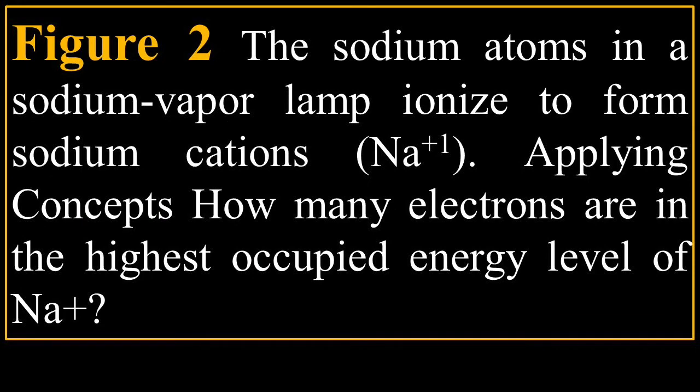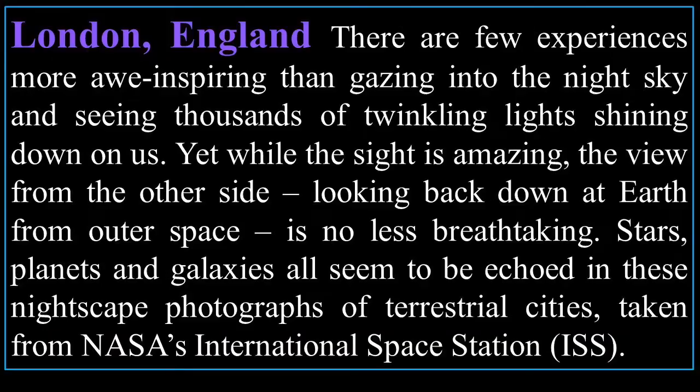Figure 2: the sodium atoms in a sodium vapor lamp ionize to form sodium cations, Na+1. Applying concepts, how many electrons are in the highest occupied energy level of Na+? Well, it would be the same as neon. So it would have a full shell. How many? It would be 8, such as neon.